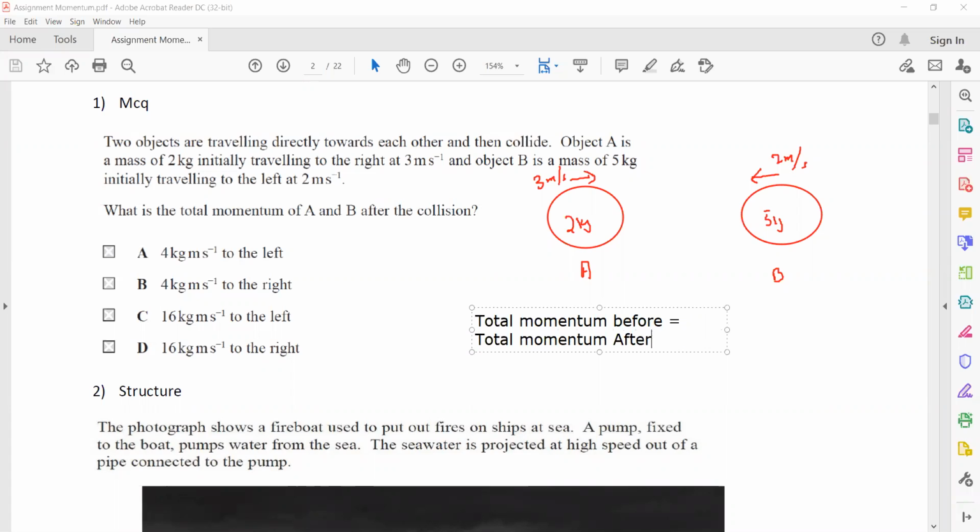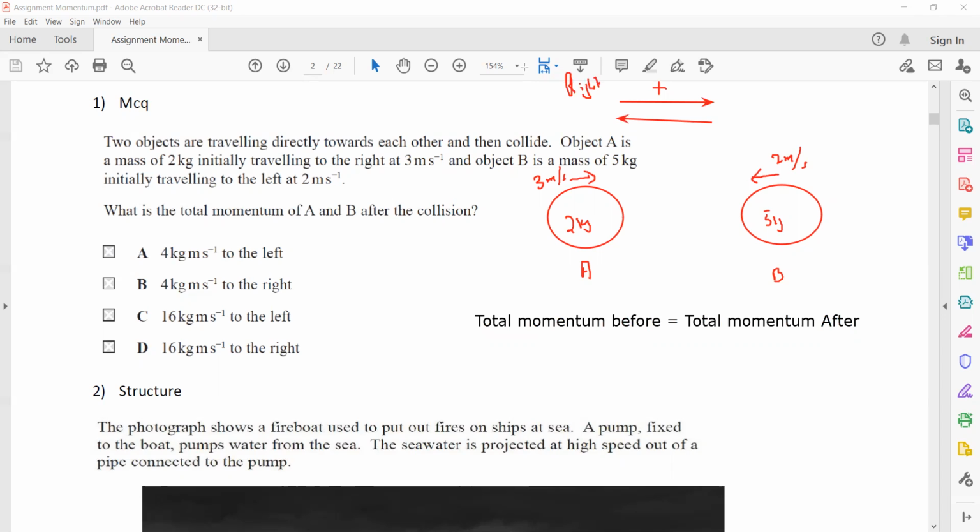So momentum before and momentum after should be the same. Object A is initially moving with a speed of 3 meters per second and object B is initially moving with a speed of 2 meters per second. Velocity is a vector quantity, and momentum is a vector quantity. So if one direction we consider as positive, for example, if the right hand side I consider as positive, then the left hand side direction should be considered as negative.